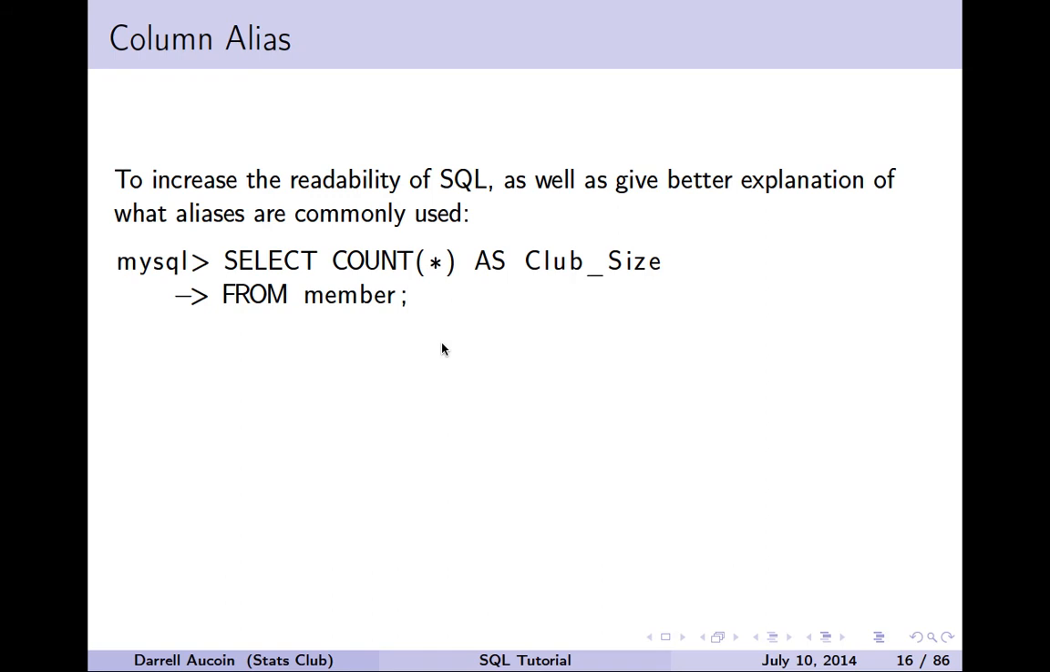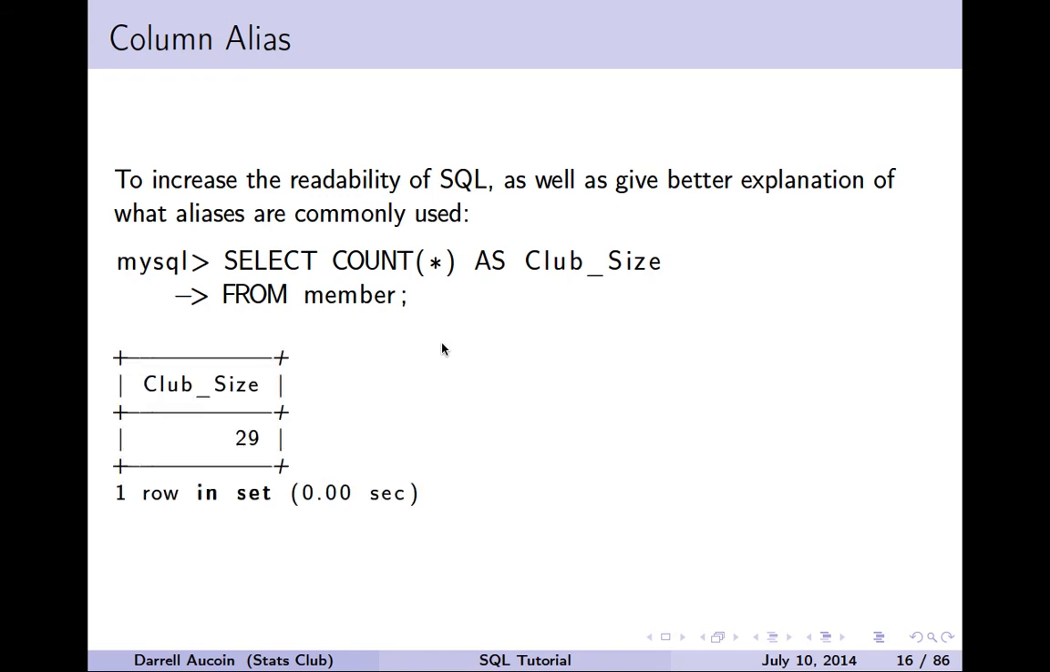We could also, to increase the readability of SQL, give aliases to the columns. For instance, here for our stats club, if I do count star as club size from member, I get 29 people. I would like more. Come sign up.